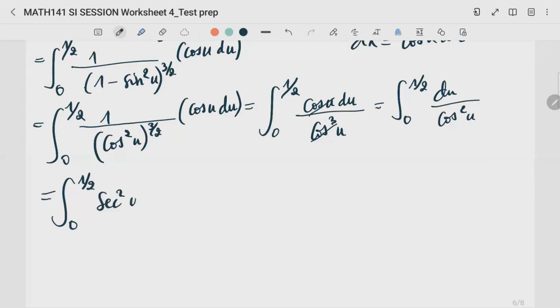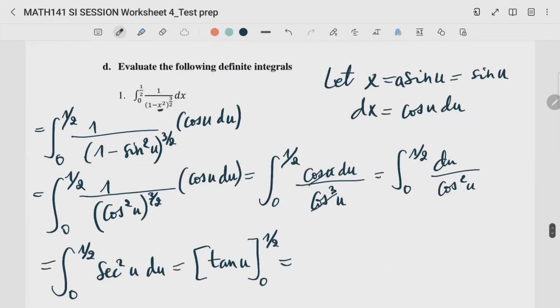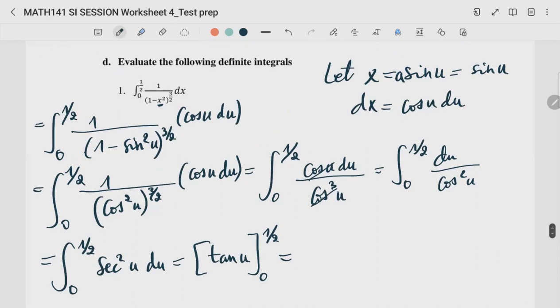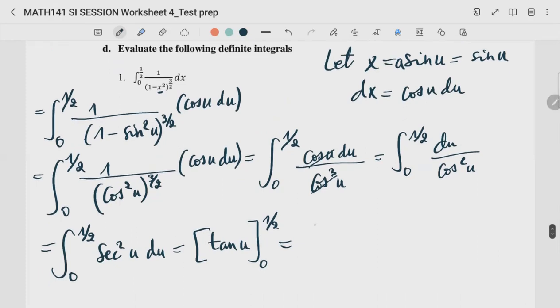sec squared, right? u du. And what is the integral of sec squared? tan, right? So you have tan u from 0 to half plus, well, not c, because we have definite integrals. So c falls away. So what's our u? Our u is sine inverse, right? Remember, sine inverse of x. So you have tan of sine inverse of x.